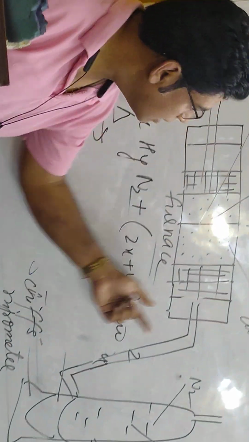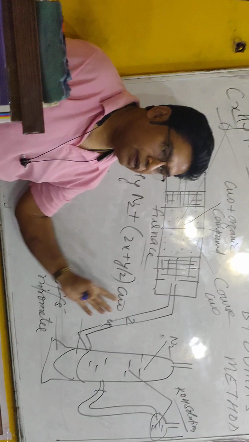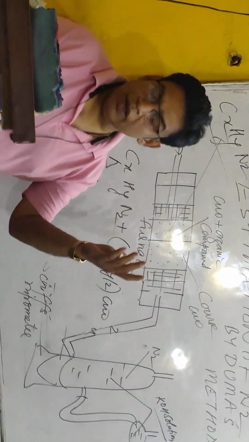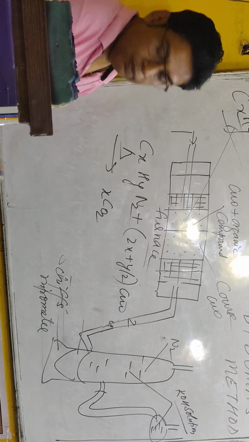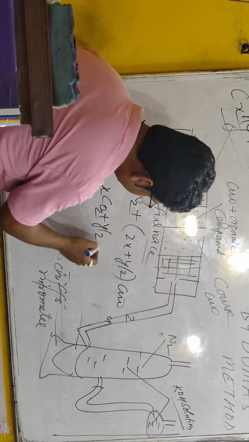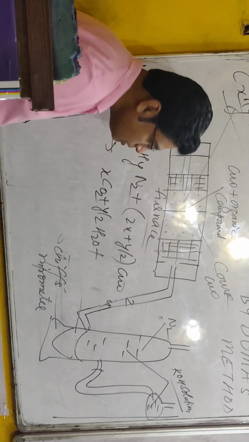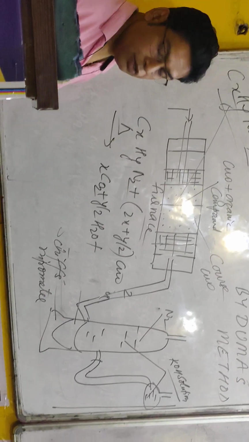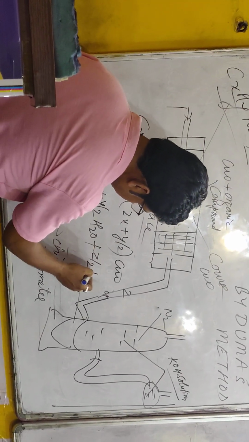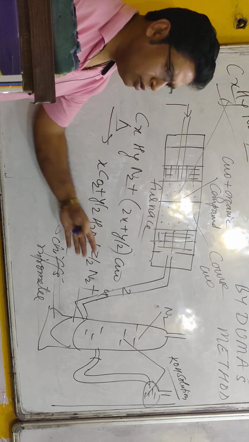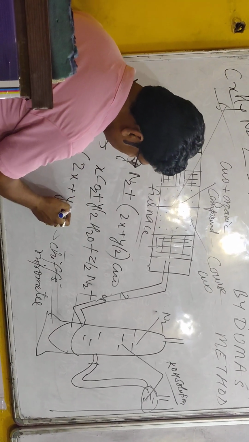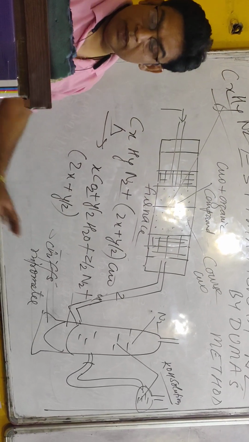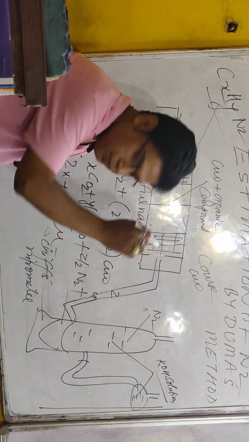मैंने ऑर्गेनिक कंपाउंड का सैंपल लिया, कॉपर ऑक्साइड के साथ में रिएक्ट किया और उसको मैंने फर्नेस से हीट करना शुरू किया, और ऑब्वियसली व्हाट इट विल गिव यू? xCO2 plus y by 2 H2O plus z by 2 N2, है ना, along with जो substituents बनेंगे, that is 2x plus y by 2, and along with that copper also is obtained.